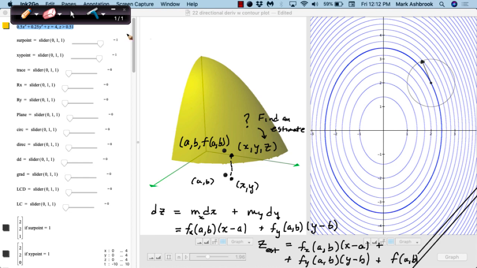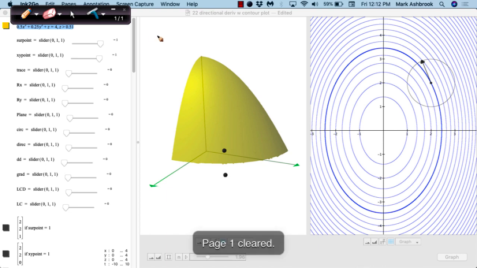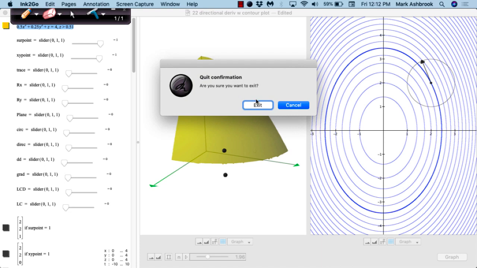Can I erase? Okay, erase and restart this one.